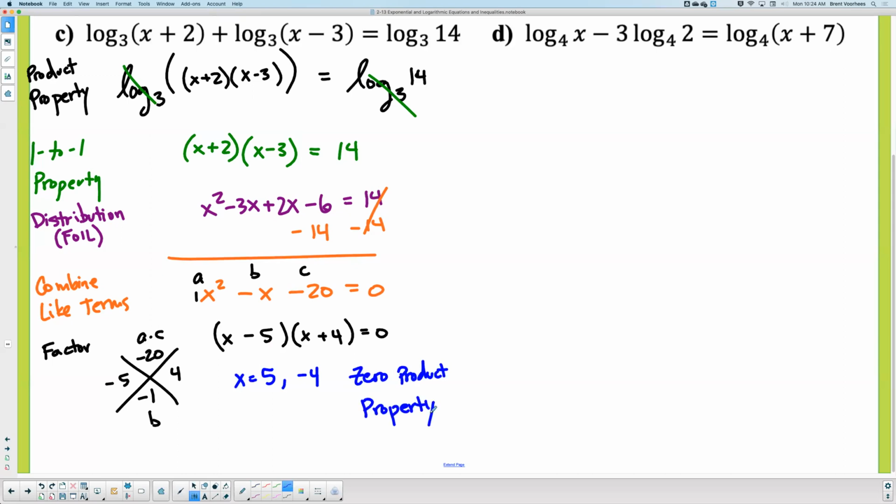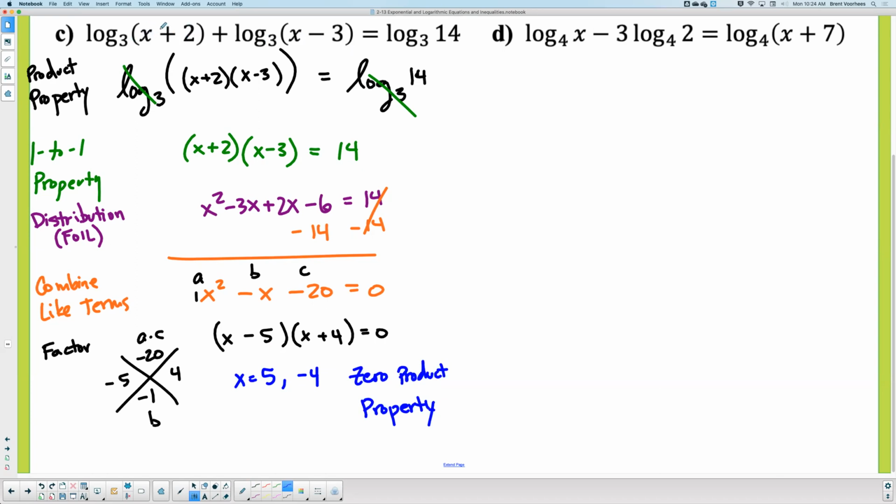I know we do this time. How do I know? Because when you plug this in, if I plug in a 5, I'm fine. What's 5 plus 2? 7. What's 5 minus 3? 2. Log 7 plus log 2 is the same thing as log 14. Even with base 3, it's still true. A logarithm with a 7 plus a logarithm with a 2 becomes log 14. So that would work. However, when you plug in a -4, we have a problem.